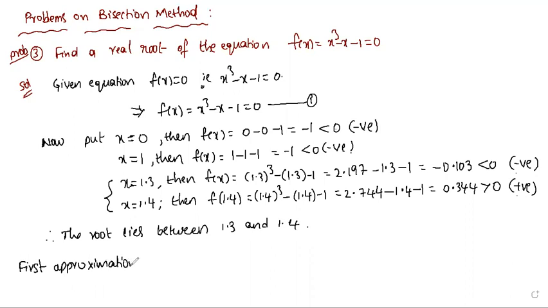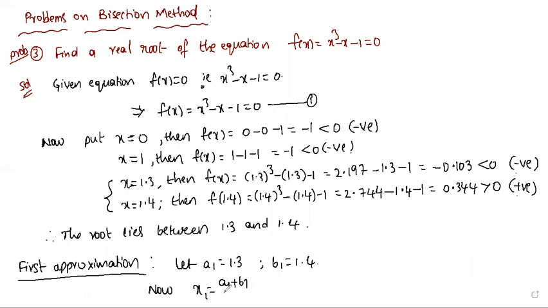Next, let's go to the first approximation. In the first approximation, we take these two as a1 and b1. Let a1 is equal to 1.3, b1 is equal to 1.4. Now let's apply the formula. Now x first, so x1 is equal to a1 plus b1 by 2, that is equal to 1.3 plus 1.4 by 2, that is equal to 1.35. So this is the x1 value and therefore x1 is equal to 1.35.